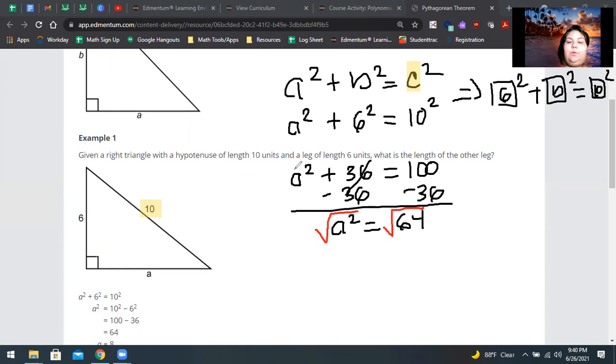So by taking the square root, this cancels out the square. We're left with a equals the square root of 64, which is 8. So that missing side is 8.